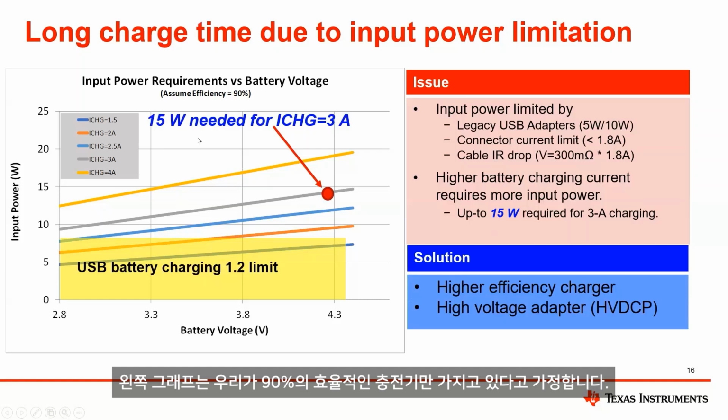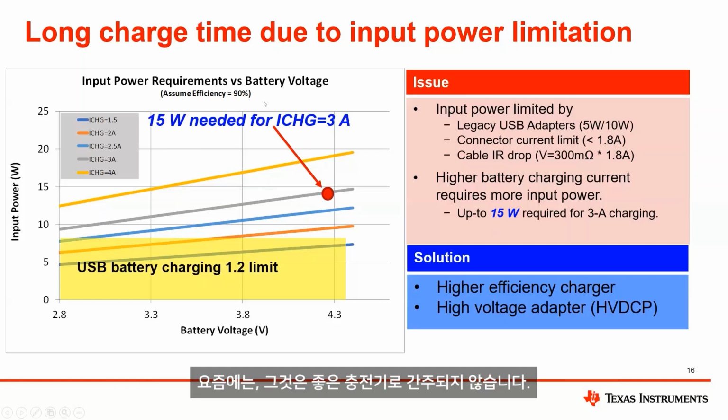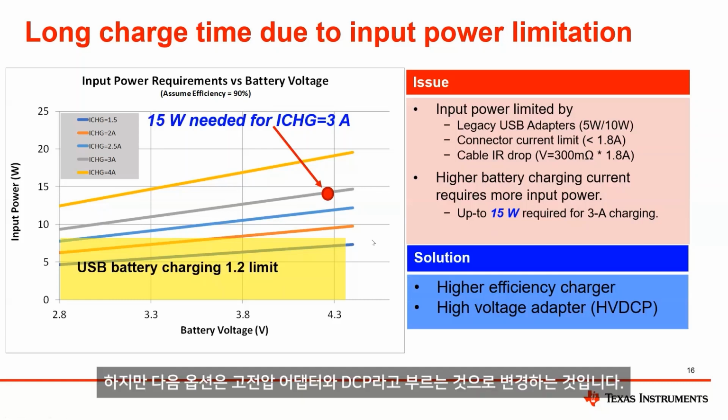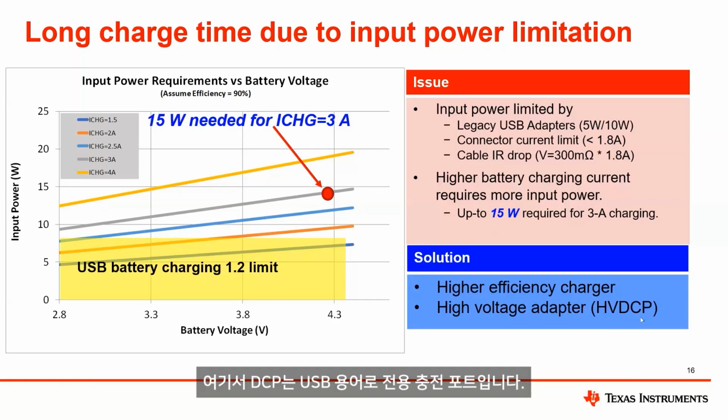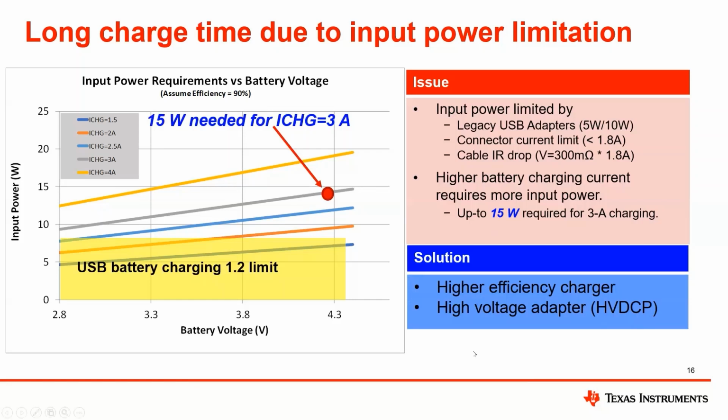So this graph on the left actually assumes that we only have a 90% efficient charger, which nowadays would be considered not a good charger. But the next option would be to change to a high voltage adapter, and what we call a high voltage DCP, where DCP is a USB term, dedicated charging port.